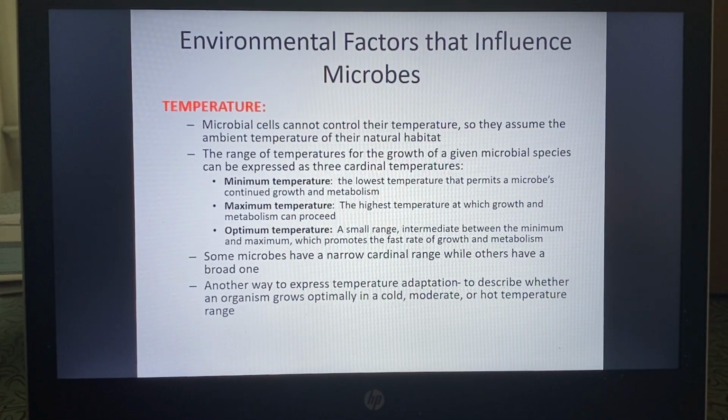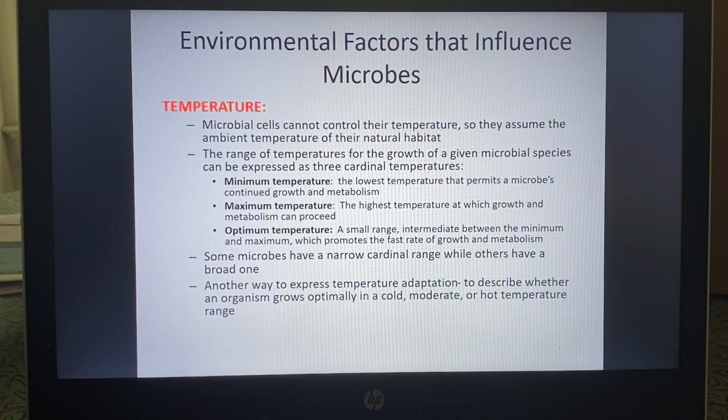So I now want to move on to talking about environmental factors that influence microbes. And you're actually going to do a lab on this a little later on in the semester. So when that lab comes around, I'm going to refer you back to this PowerPoint and to this lecture. So we're going to talk about temperature. We're going to talk about oxygen, a little bit about pH, and then also osmotic pressure.